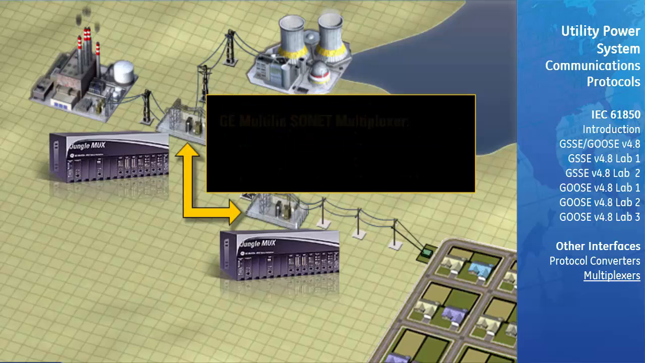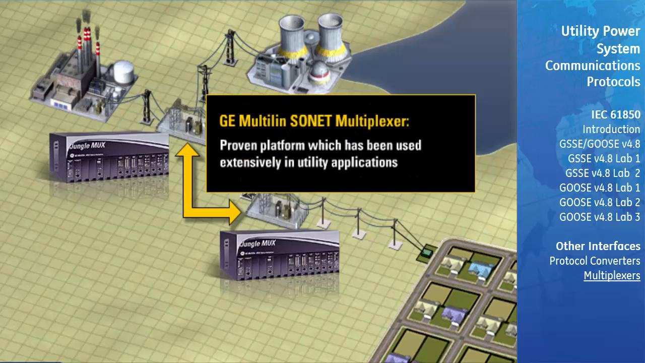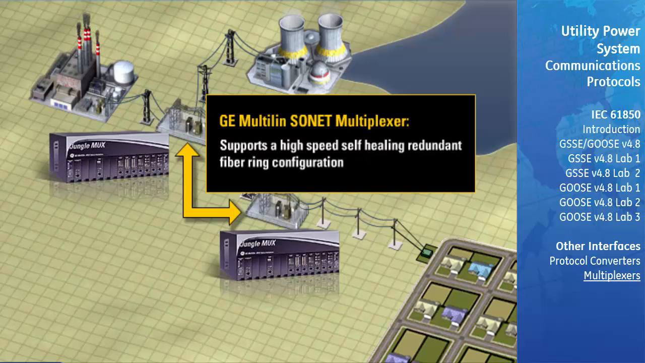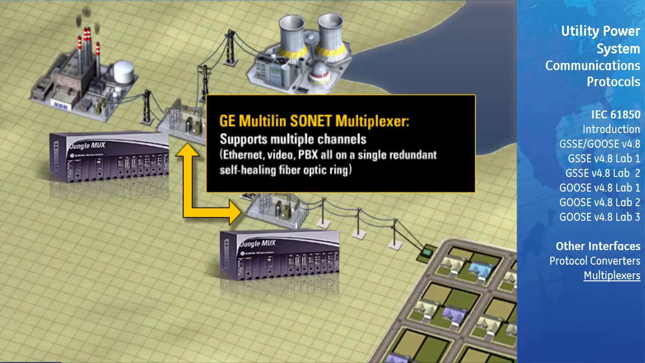The GE Multilin SONET multiplexer is a proven platform which has been used extensively in utility applications. It connects directly to the substation Ethernet LAN. It supports a high-speed, self-healing, redundant fiber ring configuration. And it supports multiple channels, for example, Ethernet, video, and PBX, all on a single redundant self-healing fiber optic ring.